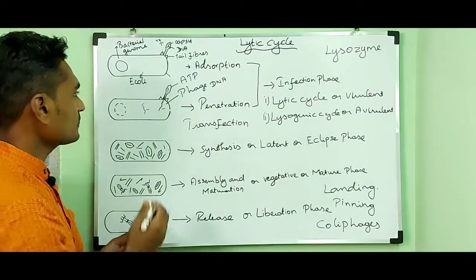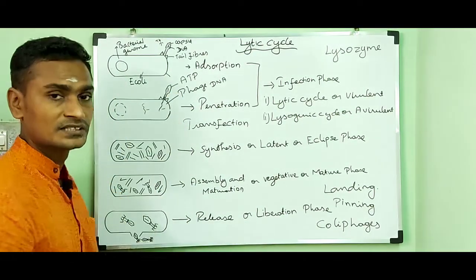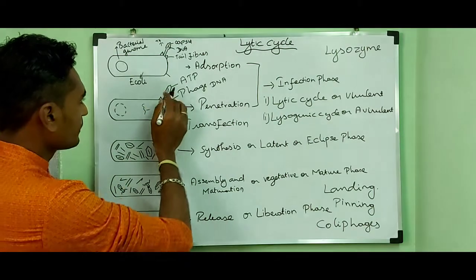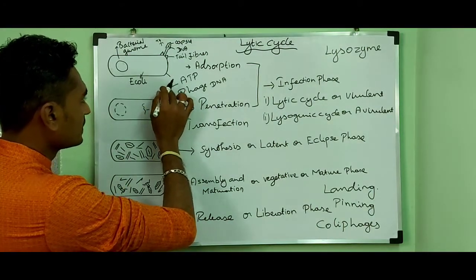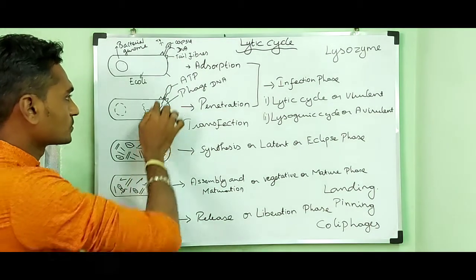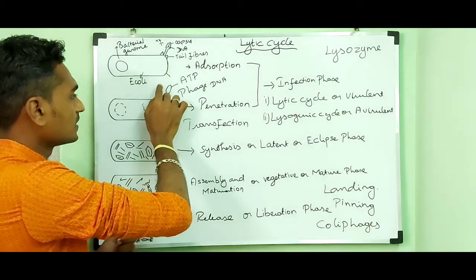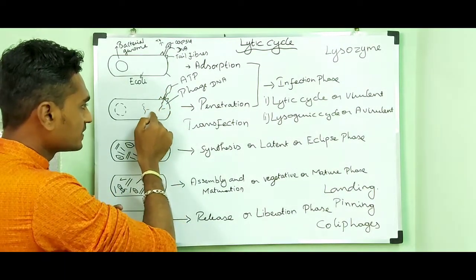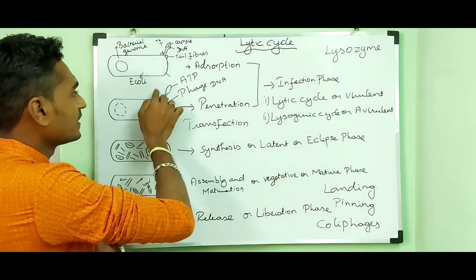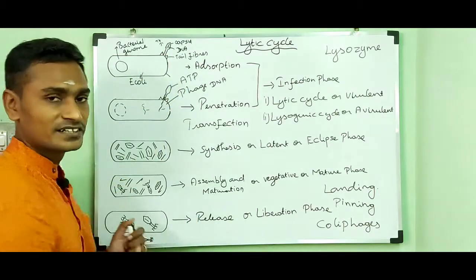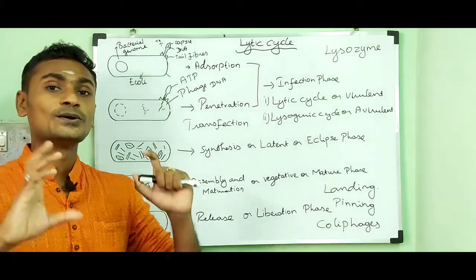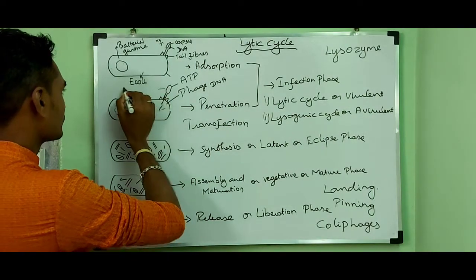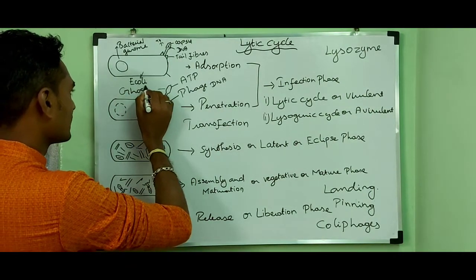Then the empty protein coat remains outside the host cell. The empty protein coat, so it is the capsid, isn't it? That protein coat is empty because the phage DNA enters into the bacteria, and it remains outside the host cell, and it looks like a ghost.